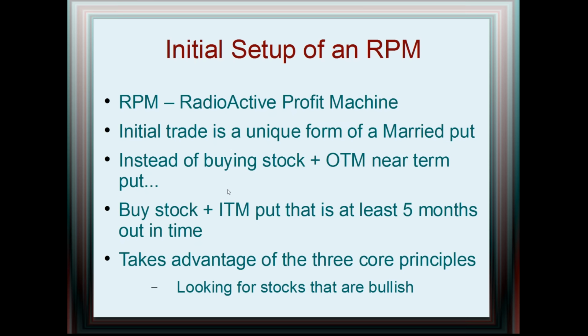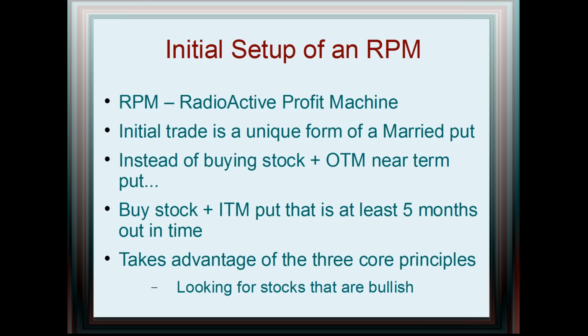Well, what we're going to do with our unique setup is we're going to buy stock. We're going to buy a put that's in the money, higher than our current stock price, and at the same time, we want it to be at least 5 months out in time. Those of you that are doing income strategies, covered calls, naked puts, credit spreads, you know that to maximize your annualized return, you want to sell week by week or month by month. You want to sell shorter term.